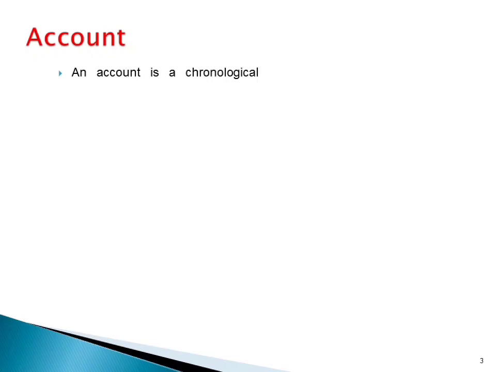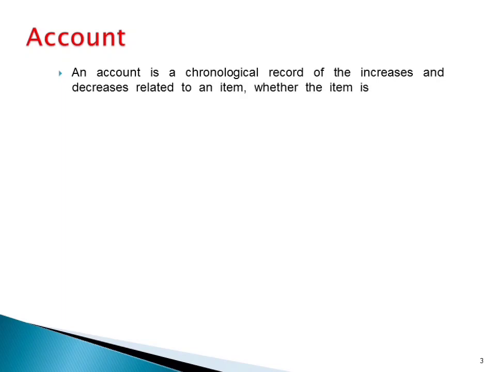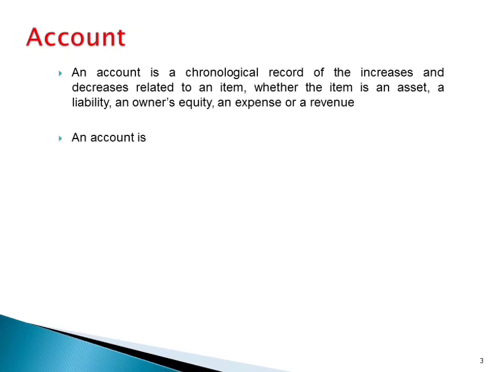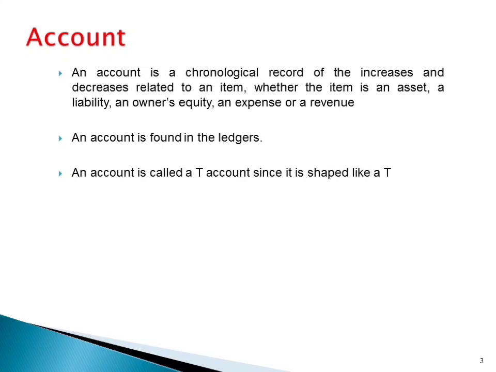An account is a chronological record of the increases and decreases related to an item, whether the item is an asset, a liability, owner's equity, an expense, or a revenue. An account is found in the ledgers. An account is called a T account since it is shaped like a T.